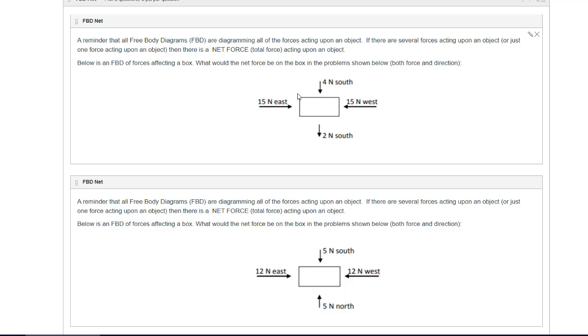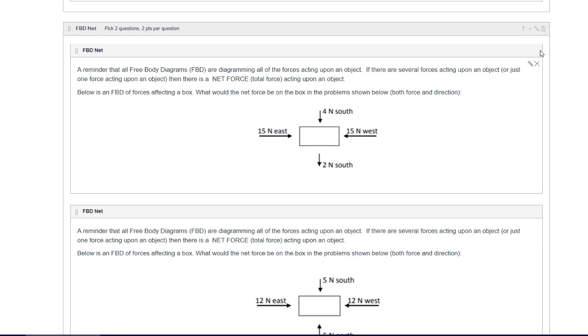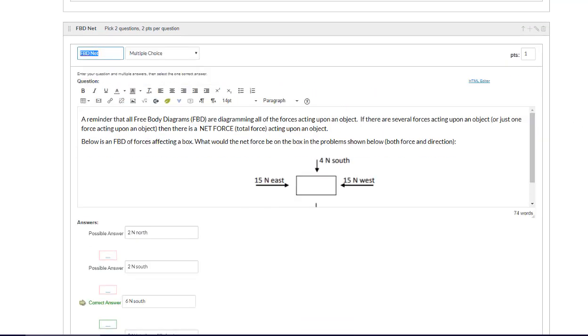A reminder that all free body diagrams are diagramming the forces on an object. So here it wants to know what is the net force. So what's the total force acting on this box? And you should have said 6 newtons south, because this and this cancel out. This is down and this is down, so 6 newtons south. That should have been your answer, 6 newtons south.